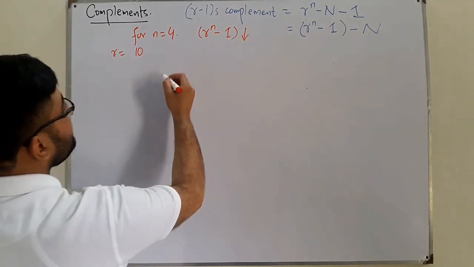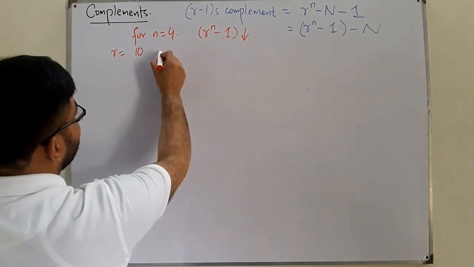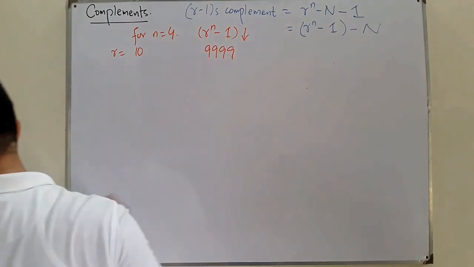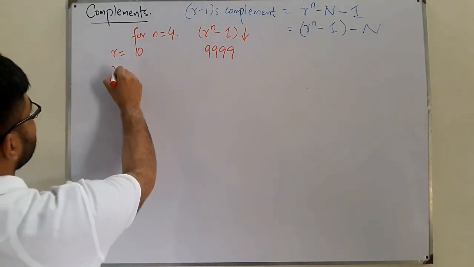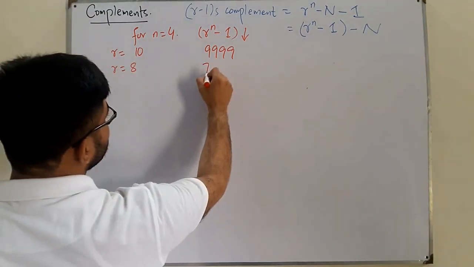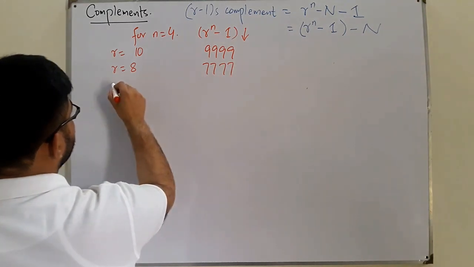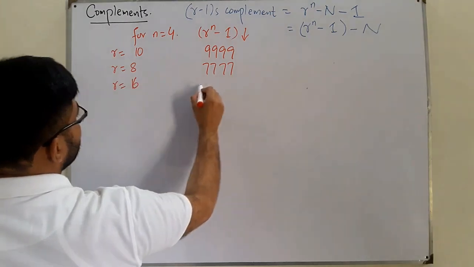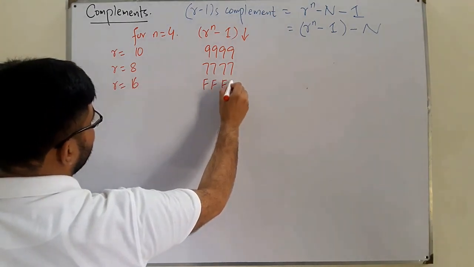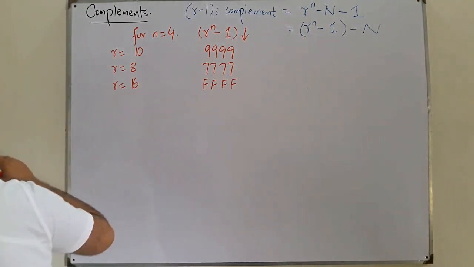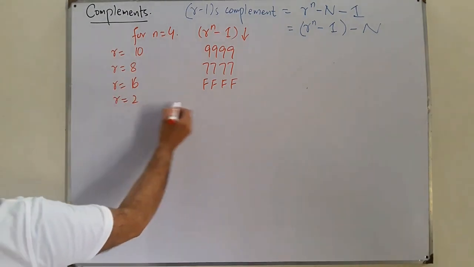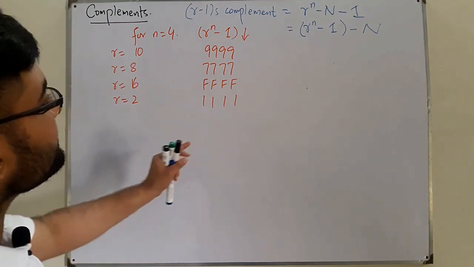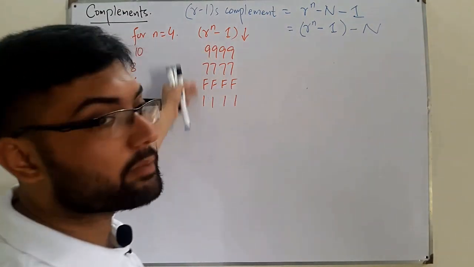So this thing would be 9999. For R equal to 8, this would be 7777. For R equal to 16, this would be FFFF. And for R equal to 2, the binary, this thing would be 1111. Which means you subtract the original number from these things.